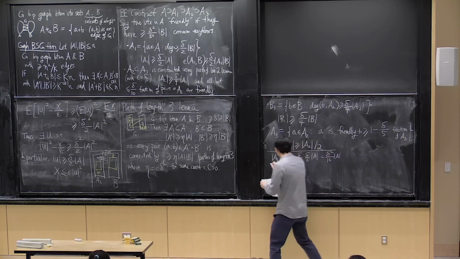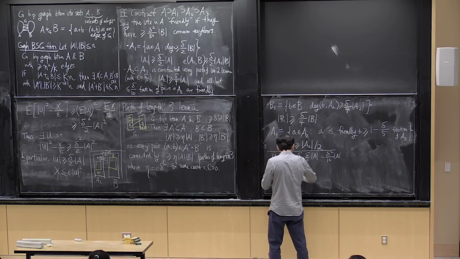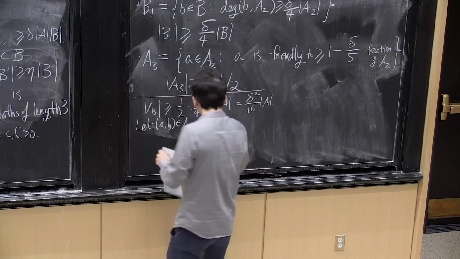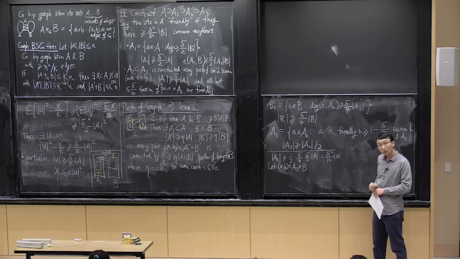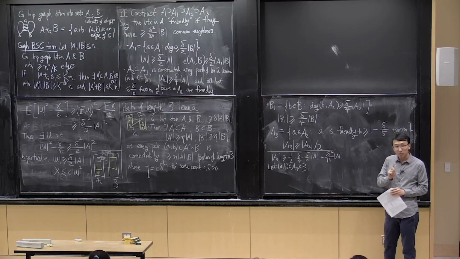And now, if we consider A comma B to be an arbitrary pair in A3 cross B1, I claim that there must be many paths.